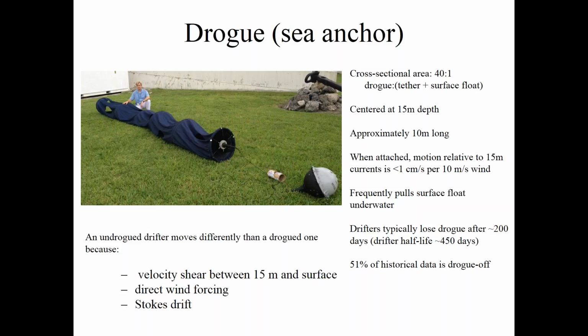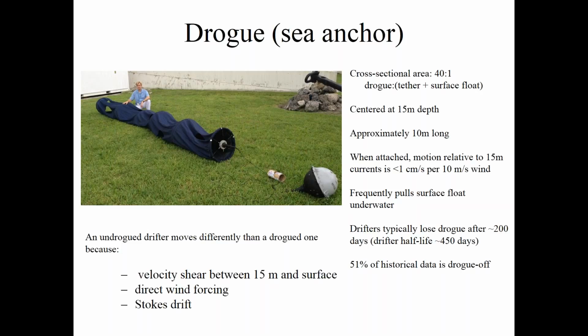So it dominates the cross-sectional area of the instrument, making sure that it will follow the mixed layer currents. And as long as it's attached, the motion relative to the currents at 15 meters, which we call the slip, is less than a centimeter per second in 10 meters per second of wind. And that's been measured by attaching an ADCP to the drifter. They typically lose their drogue after around 200 days.